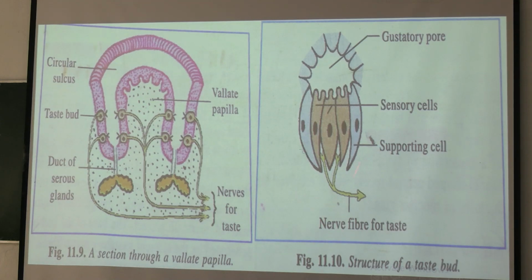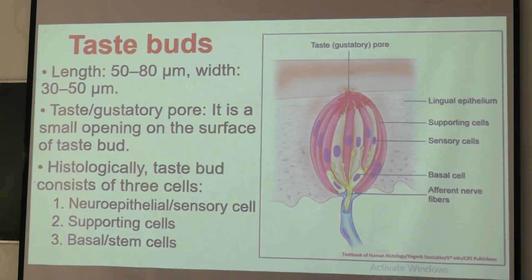And this is a schematic diagram of the taste bud. It consists of some sensory cells. Sensory cells have hairs or microvilli near their apical portions. And there are some supporting cells. And here is the gustatory pore where the food material enters and causes sensation over the sensory cells. And the sensory cells are connected to the nerve fibers for the taste. So taste bud length is about 50 to 80 micron, width is about 30 to 50 micron. This is the structure of taste bud.